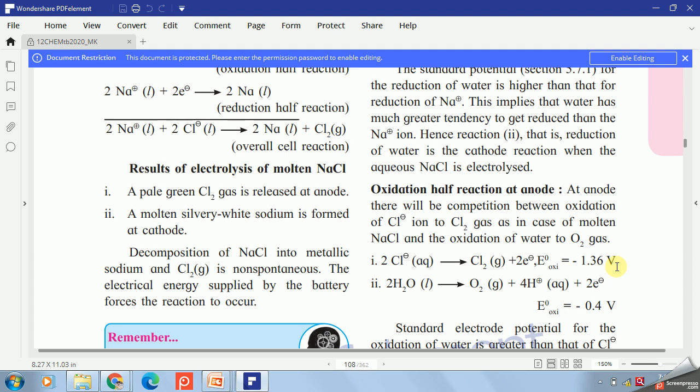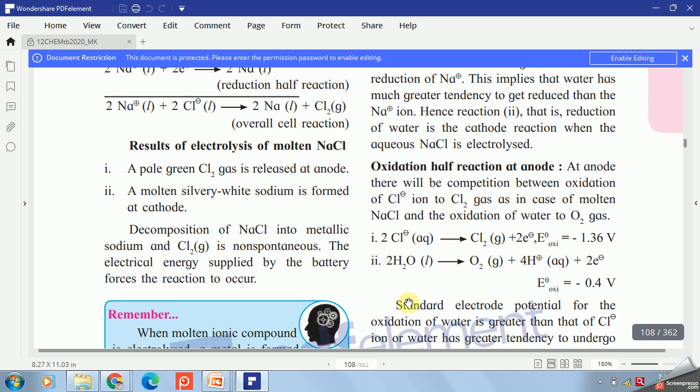You can observe this also in the same electrochemical series. That series is only for reduction, and if you write the reverse reaction it becomes oxidation, and the value in that table is 1.36, but that is plus. Here we write oxidation, that's why it is written with a minus sign. Another reaction is 2H2O gives O2 plus 4H plus plus 4 electrons, and the standard oxidation potential for this reaction is minus 0.4 volt.